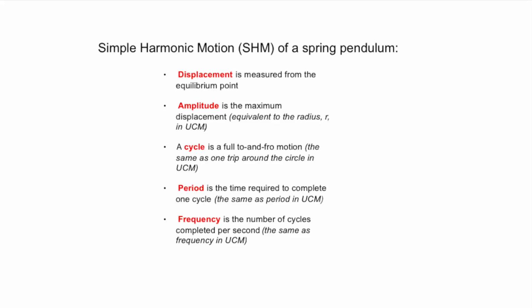A cycle is a full to and fro motion. This is the same as one trip around a circle in uniform circular motion. Period is the time required to complete one cycle, and frequency is the number of cycles completed per second.